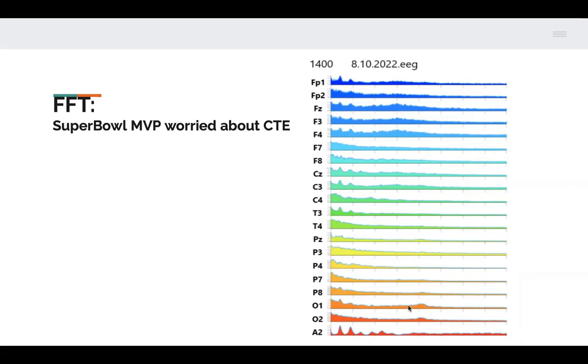So, and then you can see that even at the beginning, you can see a substantial amount of delta and theta activity in his O1 and O2 leads, the very bottom two for the brain.